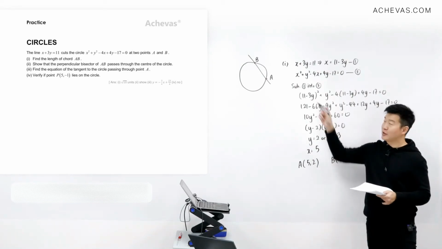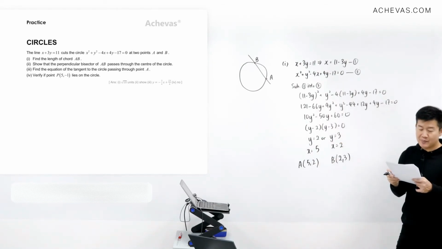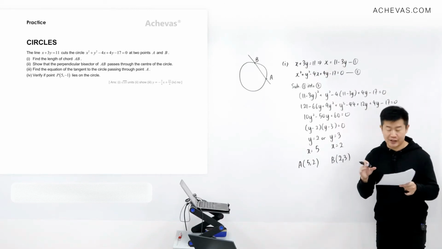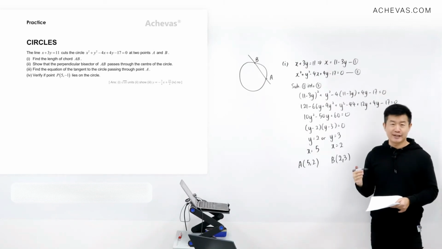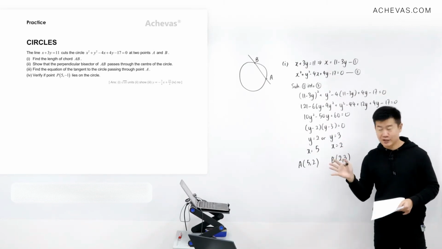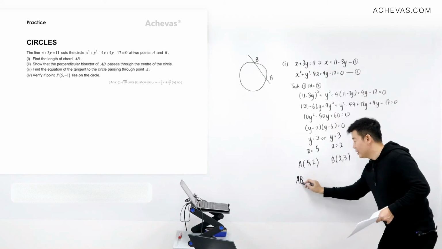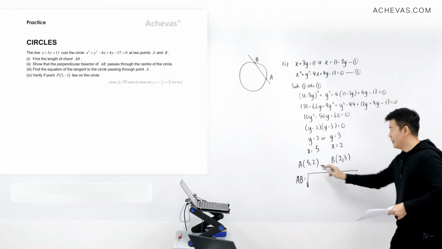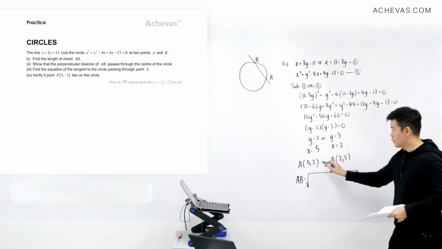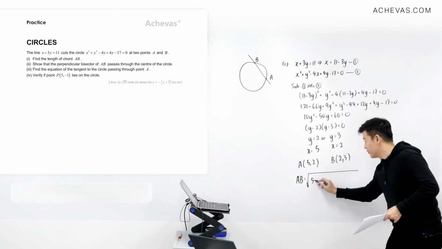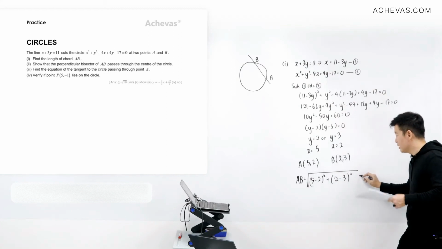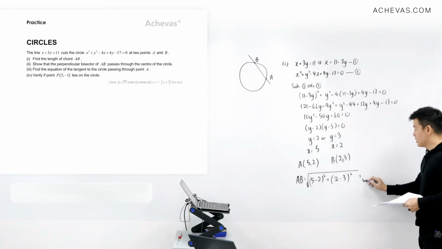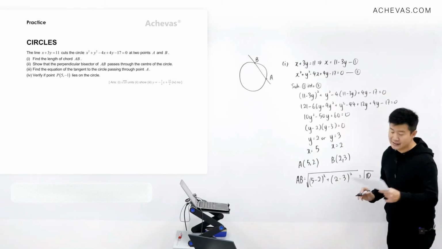And with the coordinates of the 2 points that I've just found, we will then be able to find the length of the chord AB. It is just the length between A and B. So we are going to once again use the same formula from coordinate geometry. So AB is going to be equal to the square root of (x minus x) squared plus (y minus y) squared. So it will be 5 minus 2 squared plus 2 minus 3 squared. And AB here is going to be the square root of 10. So this is the distance of the chord AB.